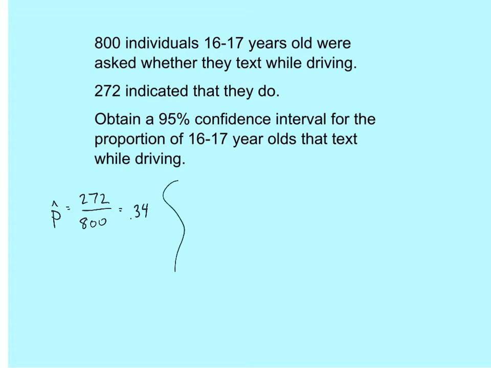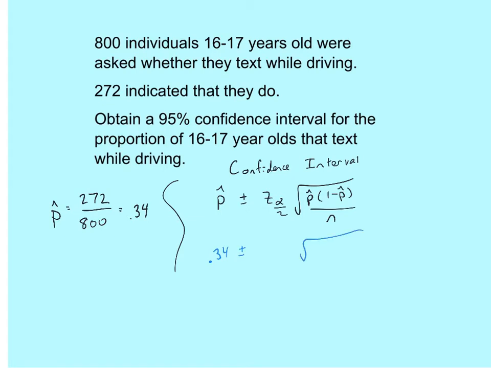So then from there, we create our confidence interval. It's p hat plus or minus our z-score times the standard deviation, which is the square root of p hat times 1 minus p hat over n. So p hat is in 3 different places. We already know what that is. So I'm going to plug that in those 3 places, 0.34 plus or minus under the radical 0.34, 1 minus 0.34. I can also plug in my n. My sample size is 800.